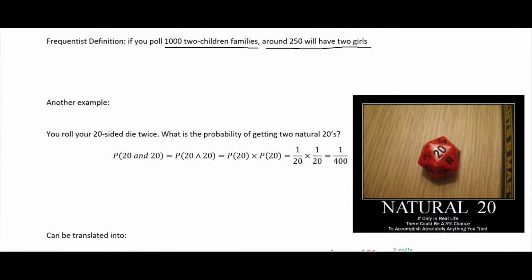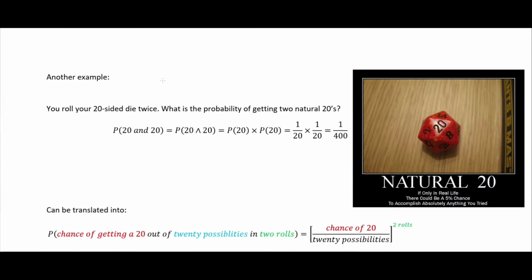So let's look at another example. If we are rolling our 20-sided die and we roll it twice, so two trials, what is the probability that both of them are 20? And so we have the probability of 20 on the first one and 20 on the second one. And so we can just do the probability of 20 on the first times the probability of 20 on the second. And so that is 1/20 times 1/20, which is 1 in 400. So there is a 1 in 400 chance of getting a natural 20 on two different dice rolls.